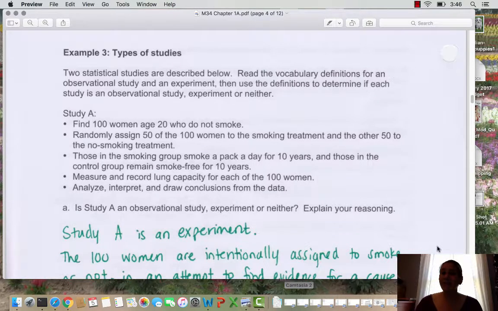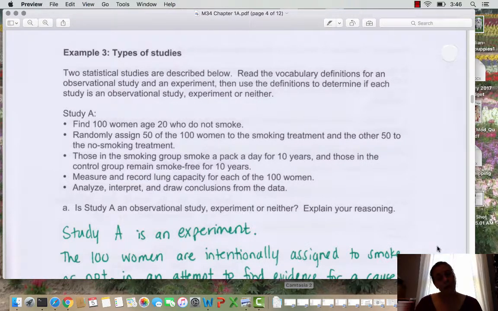Example 3 looks at 2 statistical studies, and we have to determine what types of studies they are. So you want to look back at the vocabulary definitions for observational study and experiment, because we'll rely on those to determine if each of these studies is an observational study, an experiment, or it could be neither of those studies.